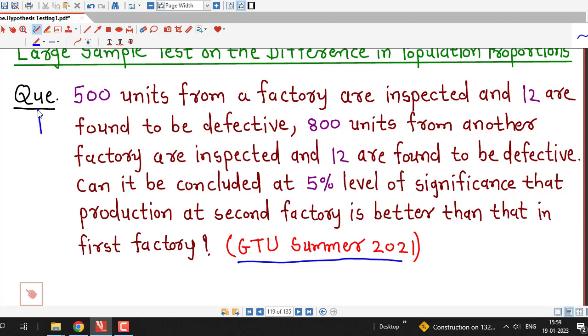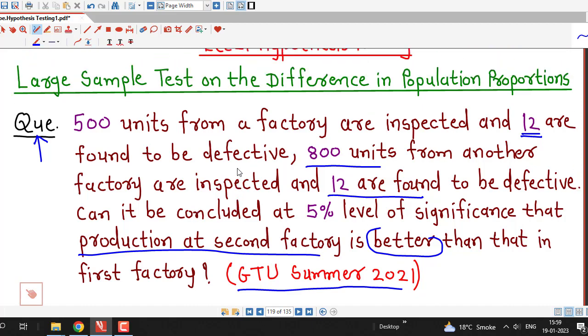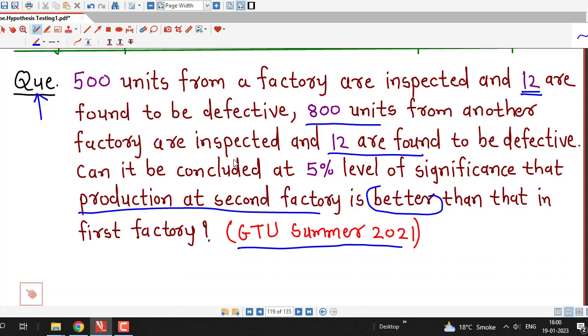First, we understand what this question is about. 500 units from a factory are inspected and 12 are found to be defective. 800 units from another factory are inspected and 12 are found to be defective. Can it be concluded at 5% level of significance that production at the second factory is better than production in the first factory? So here this is the problem of hypothesis test for difference of two population proportions.